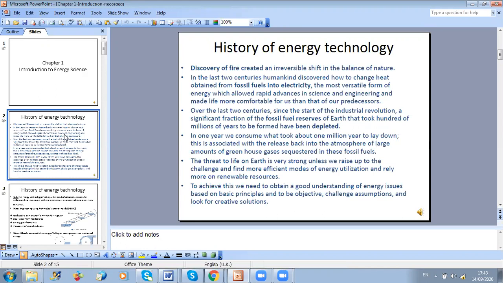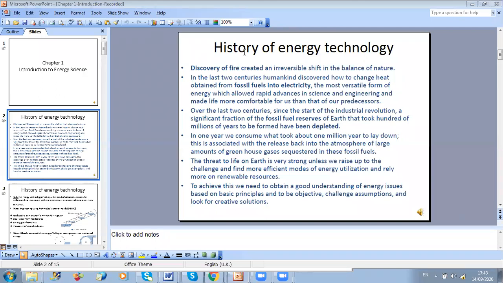Okay? So the discovery of fire created an irreversible shift in the balance of nature. It was one of the most important inventions which help in creation of energy, since, as you know, fire will create thermal energy, and thermal energy can be then transformed into several other modes of energy.